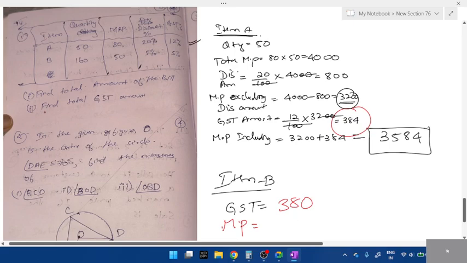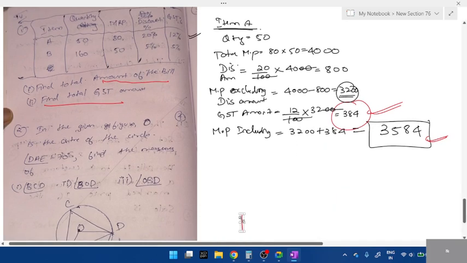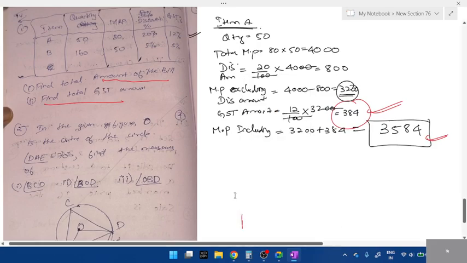See, according to the question, you need the total GST amount from the first and second article. Then we need the total amount of the bill. For the total amount, we need to take the mark price, these two. What is Item B, students? You all didn't do? 7980. Okay.